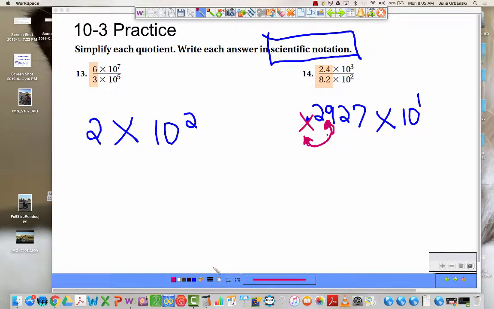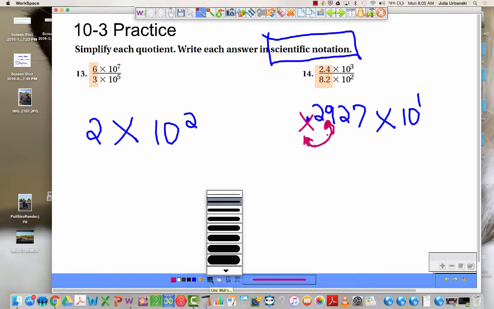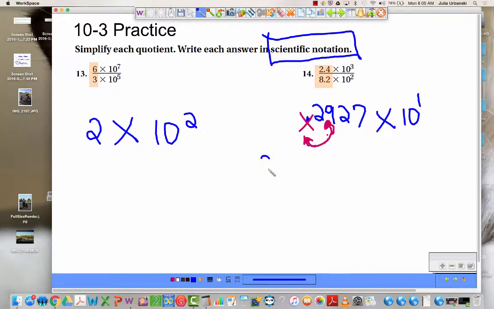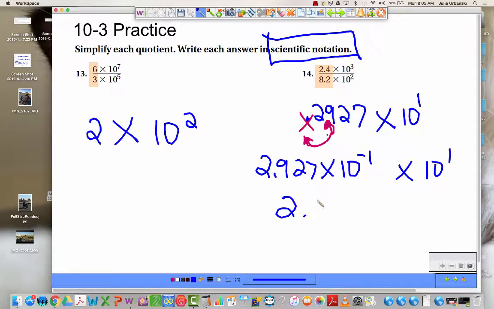So think about it. If I have a negative 1 here, and I have a positive 1 here, what's going to happen? 10 to the 0, good. That one's to the negative 1, and then we include our times 10 to the first. This one, we moved the decimal to the left 1 place. We said negative 1, and then -1 and 1 makes 0. You can write it in different ways. 2.927 times 10 to the 0. I'm going to write it out just for people to see, but if you stopped right there, that's fine.